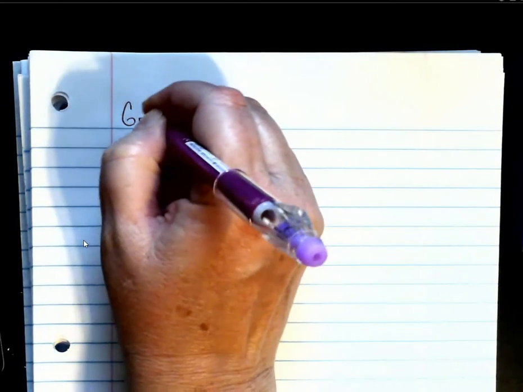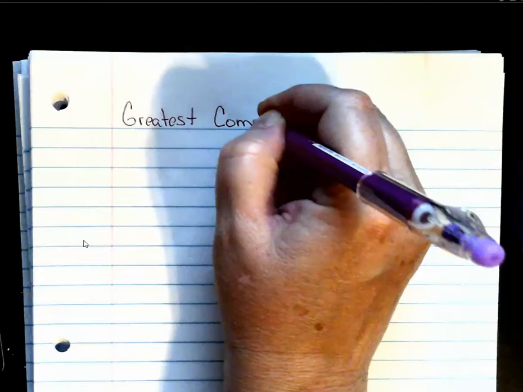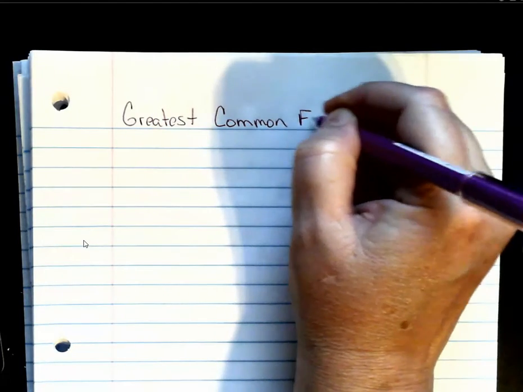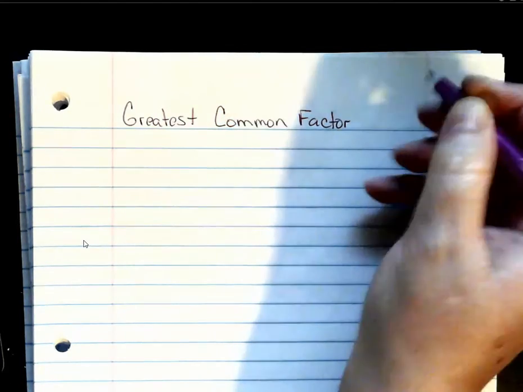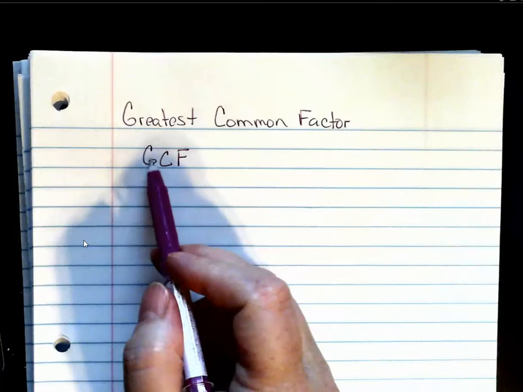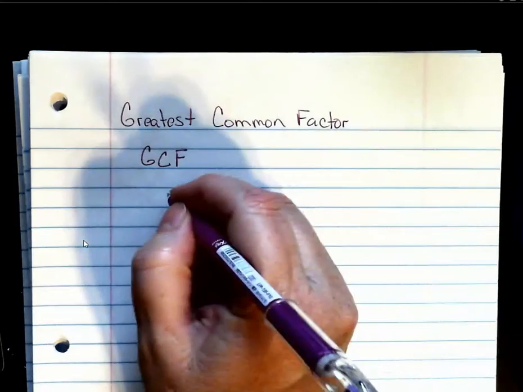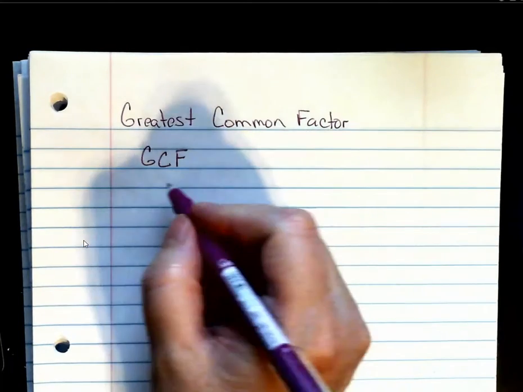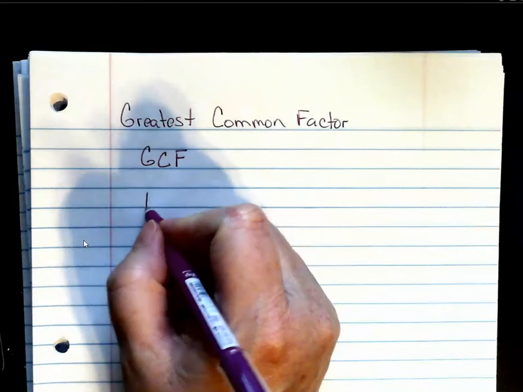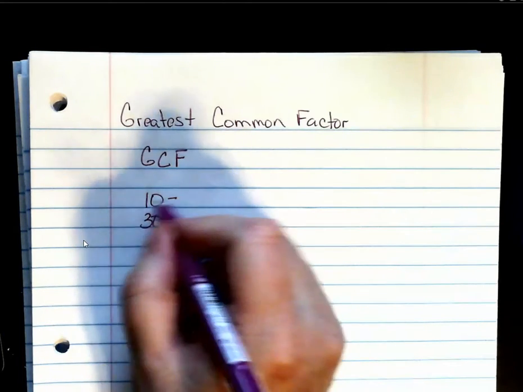So let's talk greatest common factor, or as you probably remember it, GCF. It's the greatest number that's common between two sets of numbers. So when I was a kid, if I wanted to know the greatest common factor of like 10 and 30, you had to list all the factors of each number.